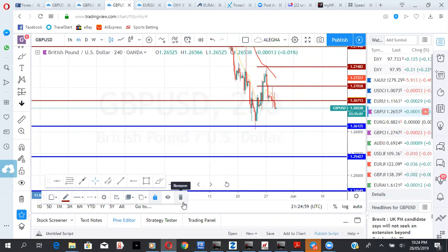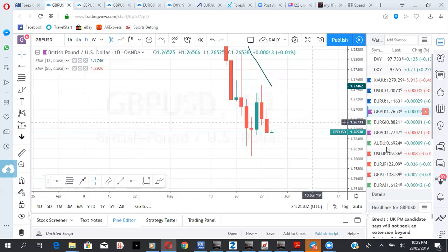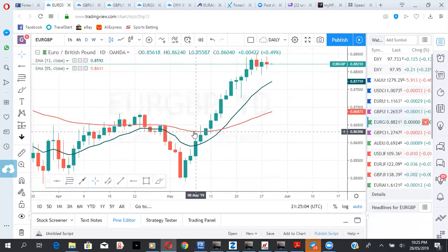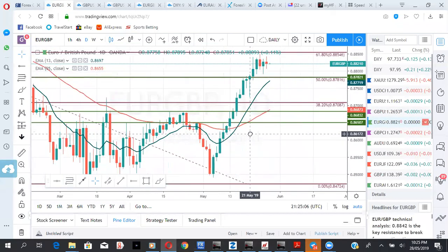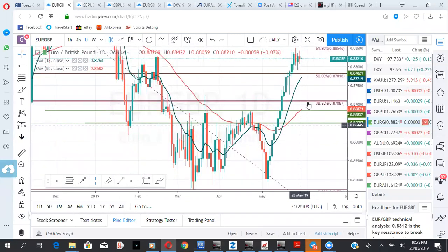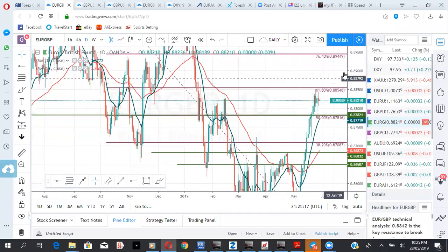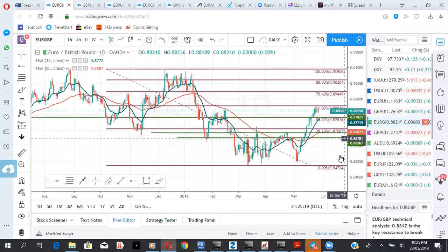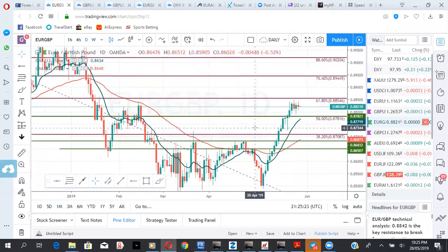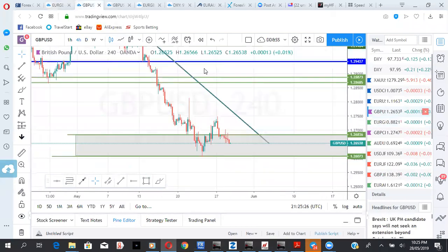So the next pair we'll be looking at is the EURGBP. Looking at the EURGBP, it's a doji, an indecision candle, and it's still sitting below the 61.8 of this high to this low here. It has an indecision candle.